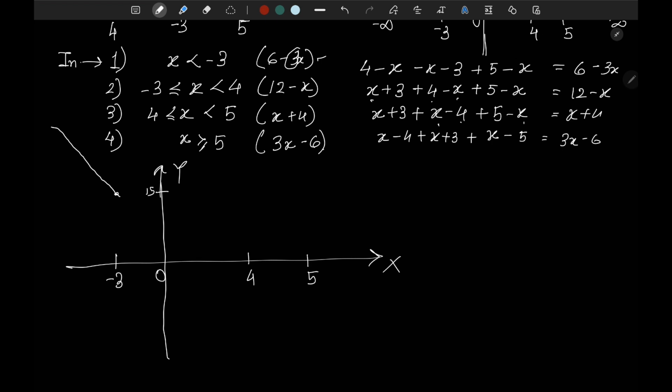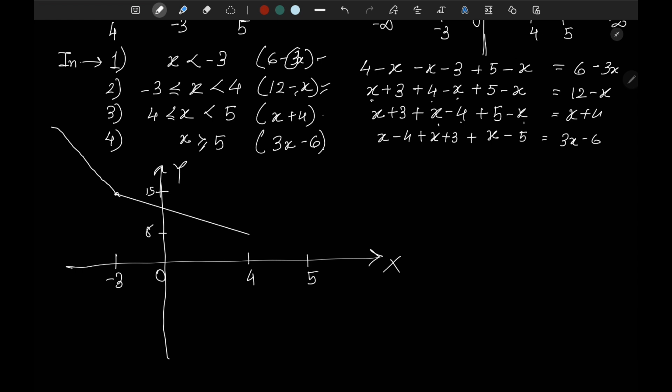Now from minus 3 to 4, we again have a line with a negative slope, and that means the line is in decreasing direction. At 4, if we plug in 4 here, we will have 12 minus 4 is 8. So from 15 to 8, the line will decrease continuously. This is your 8.